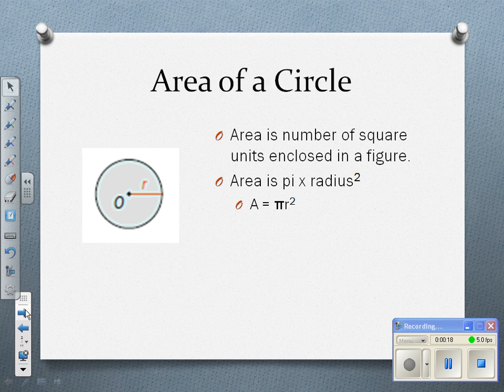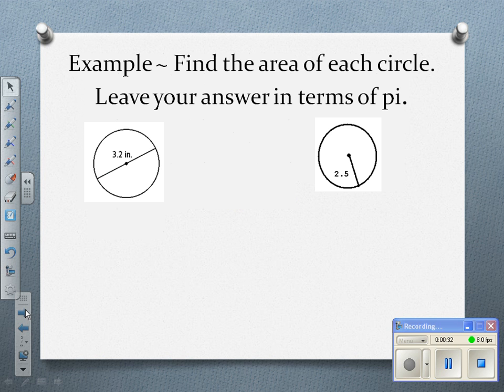First thing you have to know is, how do you find the area of a circle? Okay. Well, the area is the number of square units enclosed in a figure. And for circles, we find it by the formula area equals pi r squared. So let's go ahead and find the area of these circles.